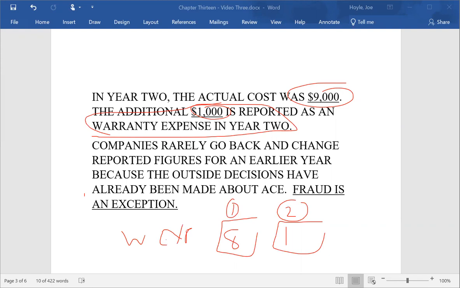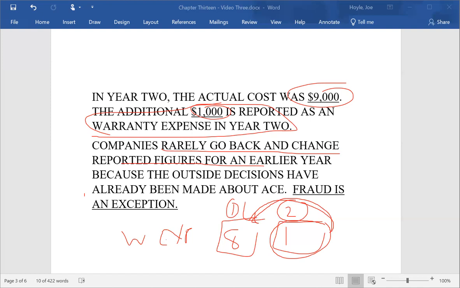One other thing, companies rarely go back and change reported figures for an earlier year. Now you might ask, why don't you simply take this $1,000 and go back and fix the $8,000, make it $9,000? You know the right number now. It wasn't $8,000. The correct number was $9,000. So why don't you go and take the $1,000 back and change the 8 to 9? Well, in US GAAP, you rarely ever go back and change past numbers.